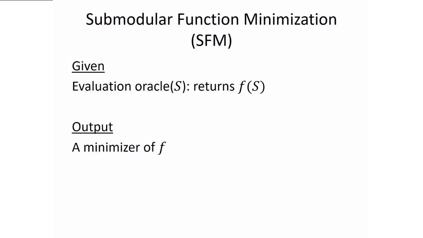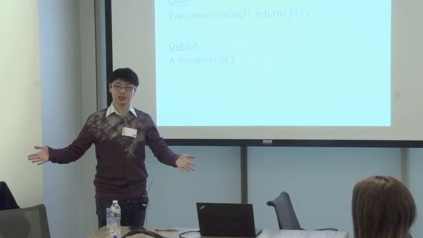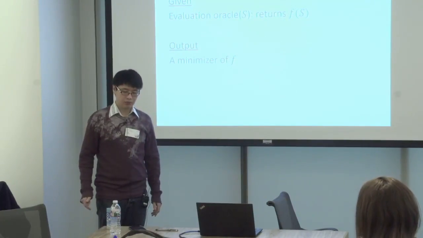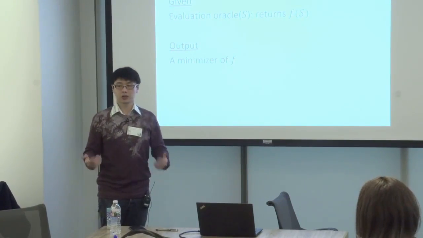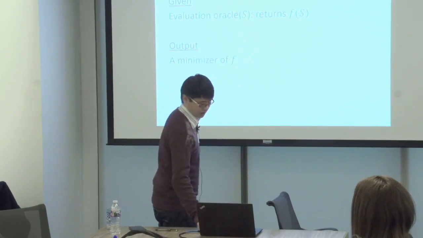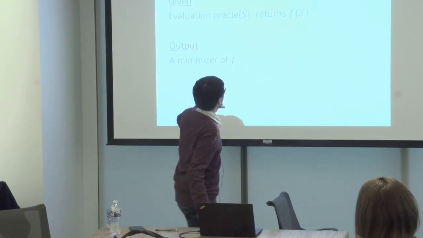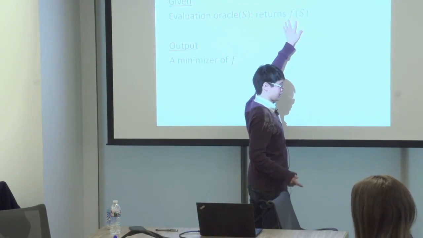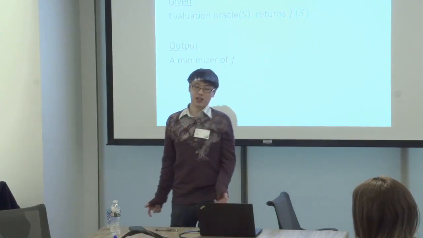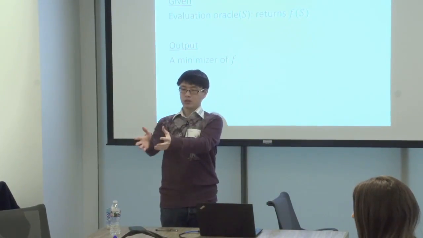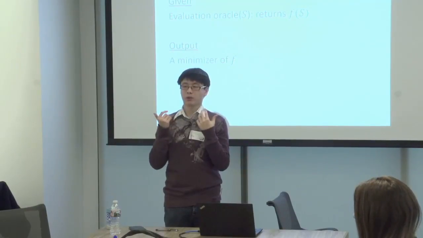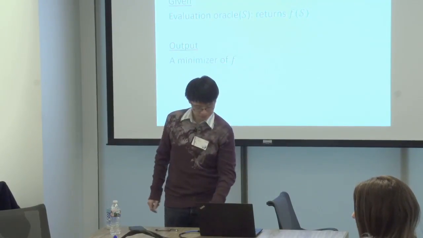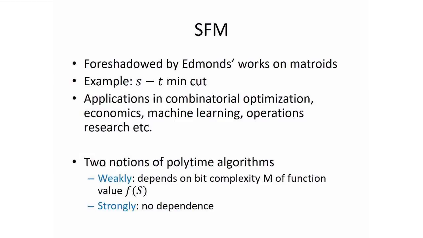We need to make some assumptions about how we represent the function, because it's a function over exponentially many subsets. The standard way of doing it is just to have access to the function values. So you give an oracle a subset, and the oracle is going to tell you the value of that subset. And it has many applications that I'm not going to get into.